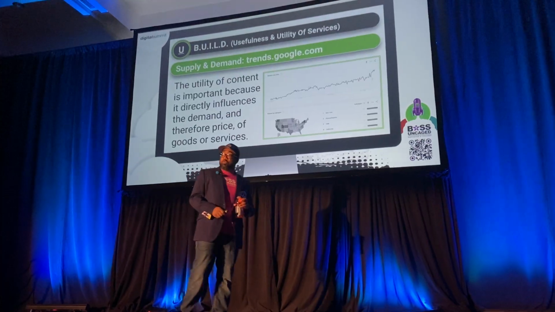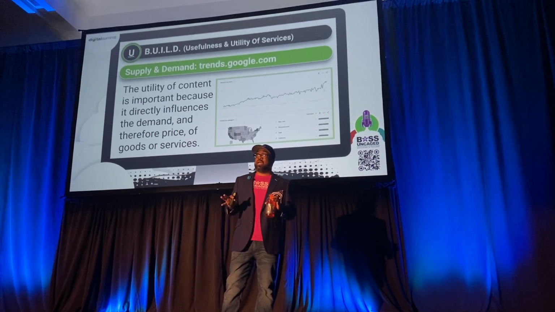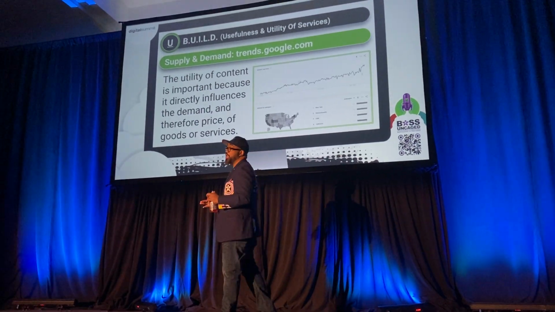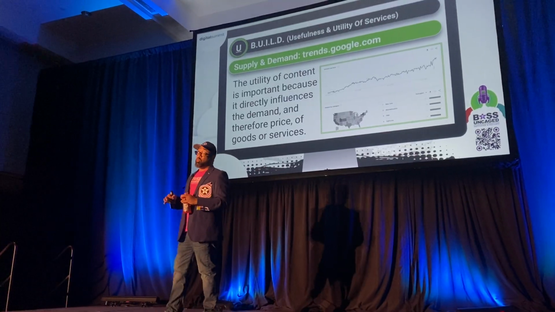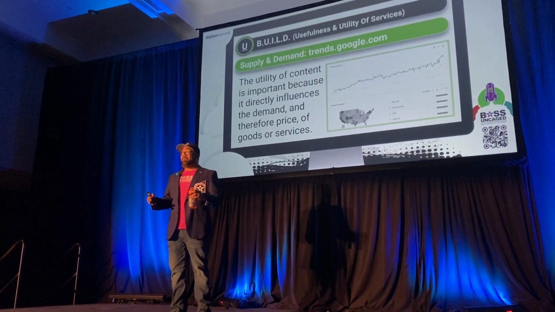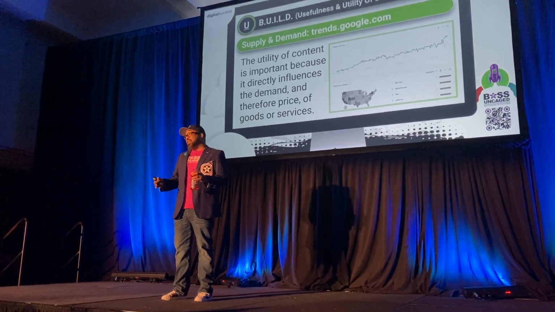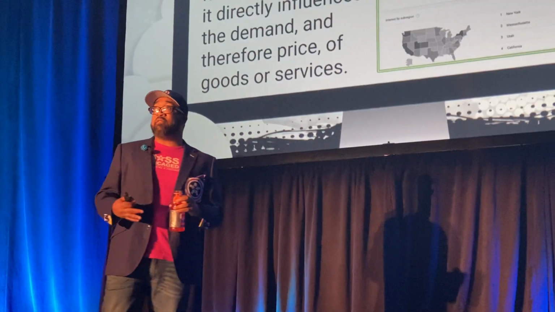U is for useful, utility of service. We can go into SEO all day, all night, but in this case, let's keep it at top level, keeping it simple. Google Trends makes it very easy to take those keywords that you figured out on the other site and verify the data, to make sure it's usable data and that your target audience is looking for that information.